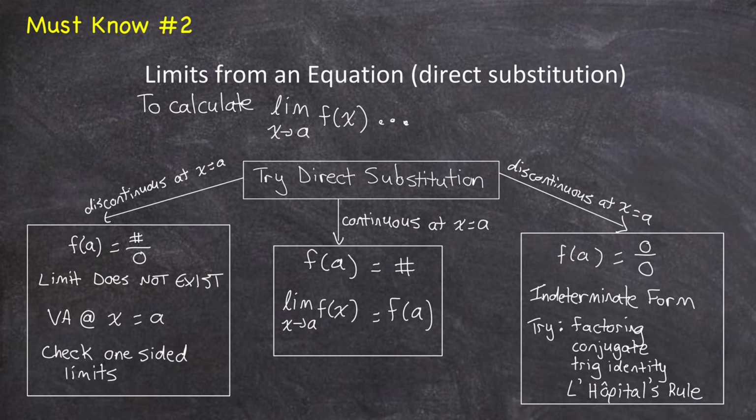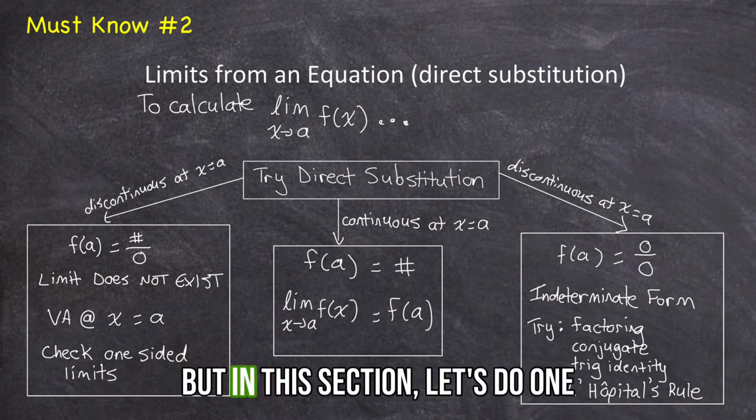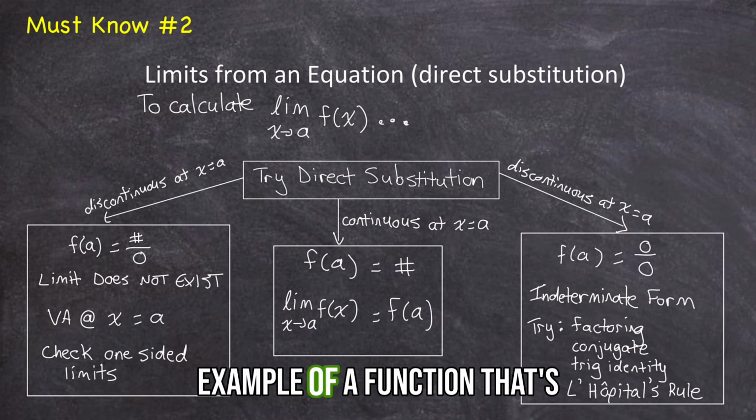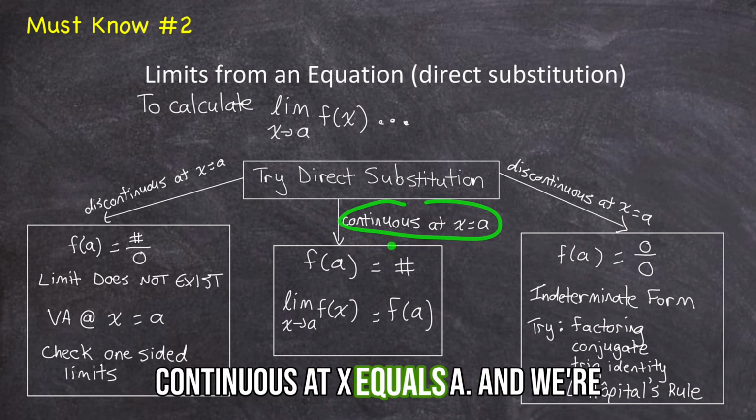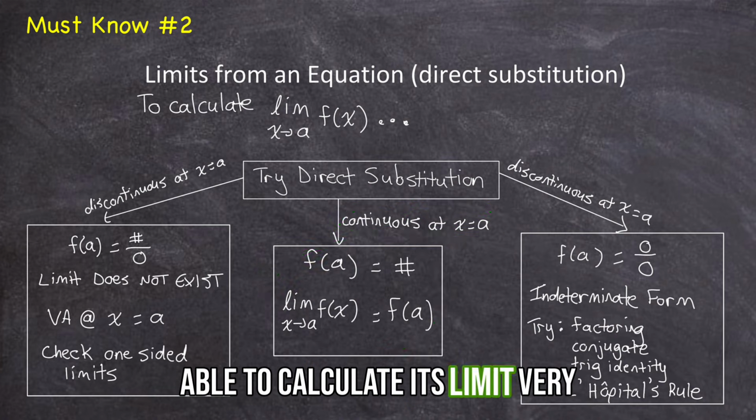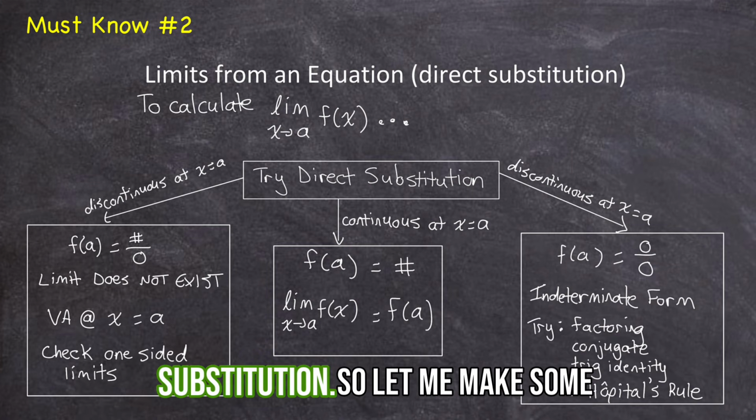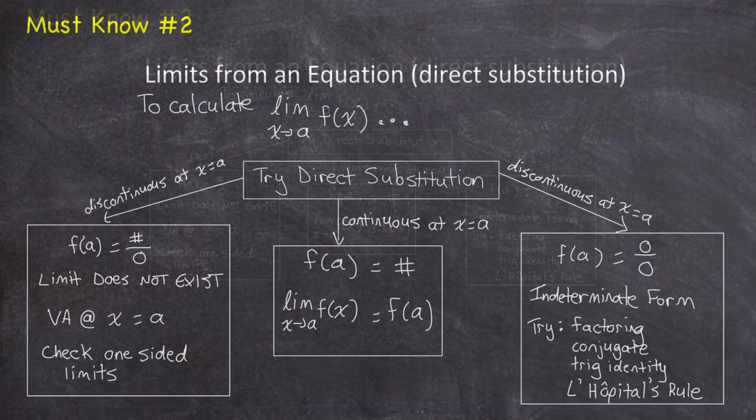Now we'll look more in depth at these two options in a couple future sections of this video. But in this section, let's do one example of a function that's continuous at x equals a, and we're able to calculate its limit very easily just using direct substitution. So let me make some room for that.